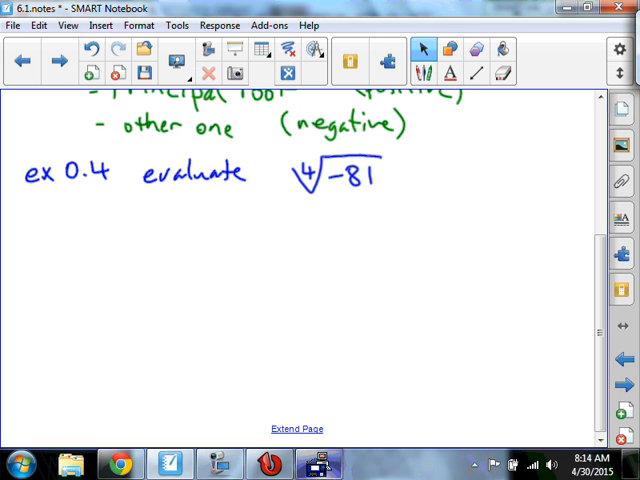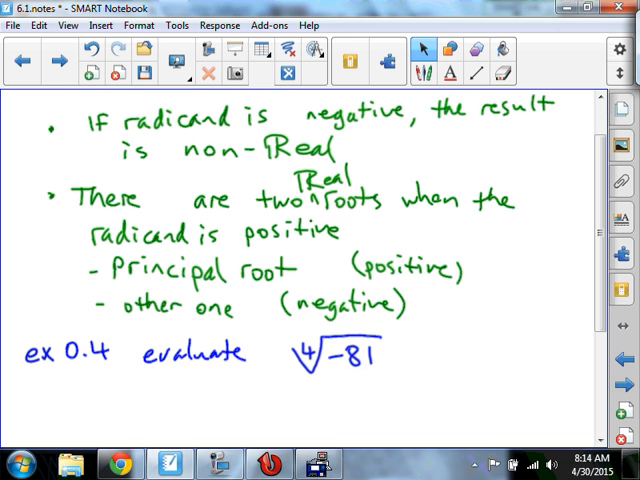Oh, wait a minute. Did we read what we just wrote down there? Does anybody know what the radicand is? Hold on a minute. Time out. When I use the word radicand, I fear that we don't know what that means. The radicand is the number under the root. If that's negative, the result is non-real. So what's the deal with example 0.4? It's imaginary. It's non-real. And it's not 3.